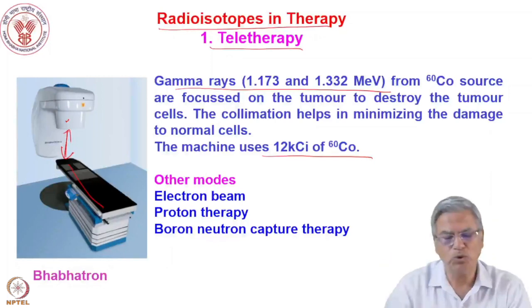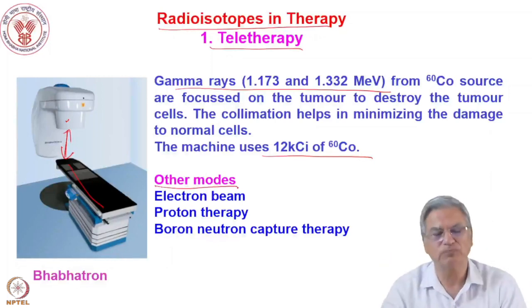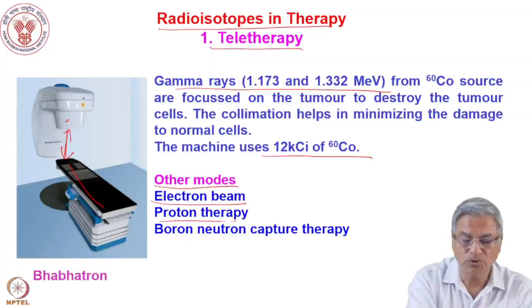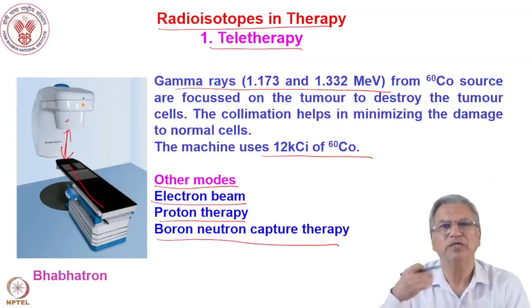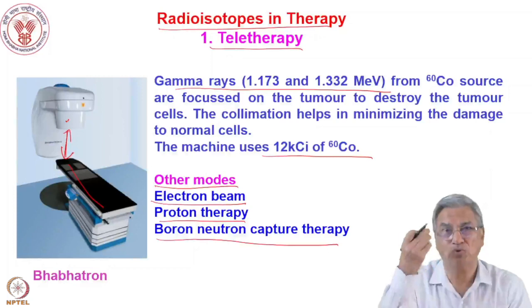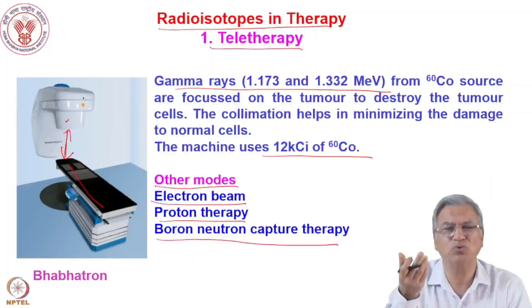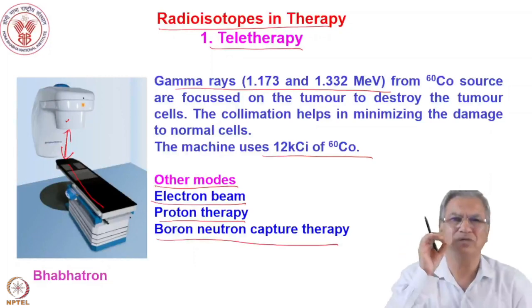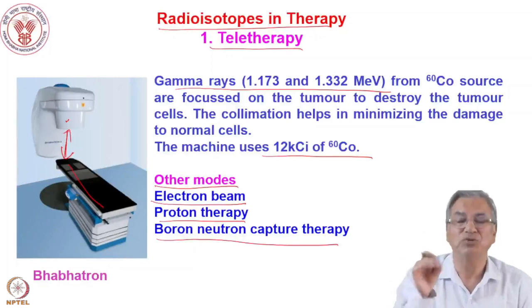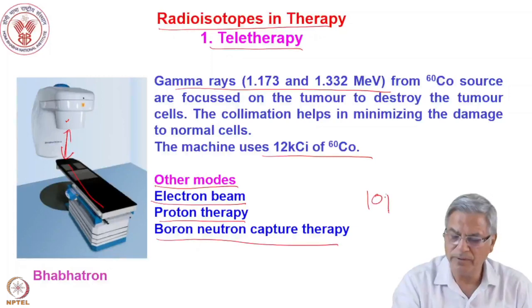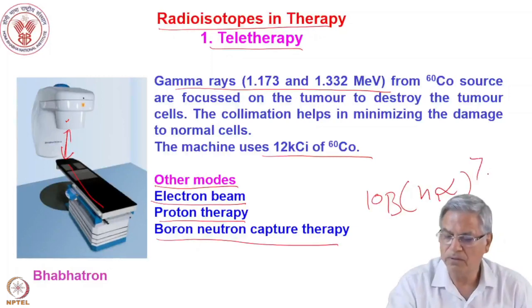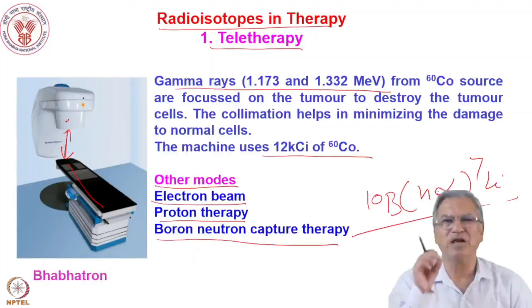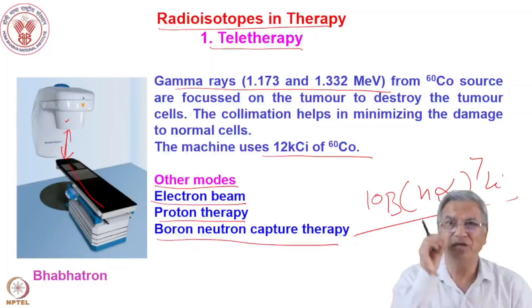Though cobalt-60 is most commonly used, there are now advancements going on. You can produce gamma rays from an electron beam by means of Bremsstrahlung. You can use protons for therapy, and you can use boron neutron capture therapy. That means you can have a neutron source for treatment of cancer. You use boron, and the neutron will induce a reaction in the boron and give you an alpha and lithium-7. These alpha and lithium-7 are highly charged particles, and they will damage the cancerous tissue.